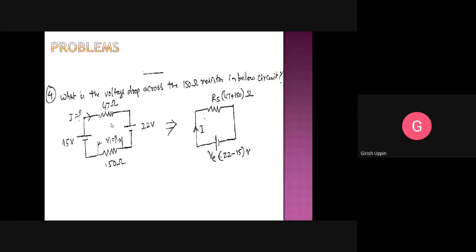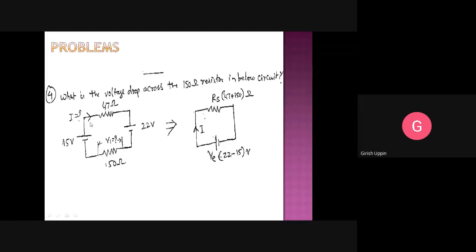So next, what is the voltage drop across the resistor? This is from one of the previous question papers. What is the voltage drop across the 150 ohm resistor in the below circuit? So this is the 150 volt circuit, 150 ohm resistance. We have to find what is the voltage across this one.